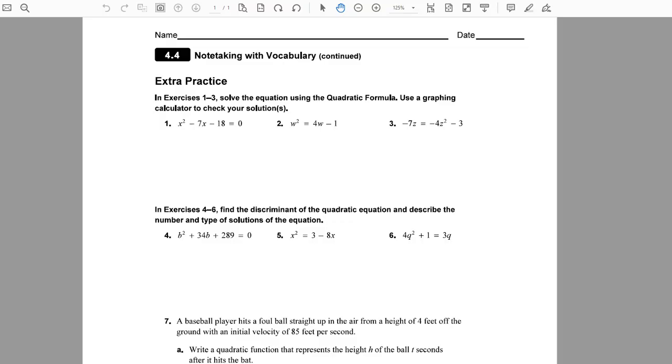Now that you have read the review article on using the discriminant on the reverse side of this paper, I want you to complete this extra practice. At the beginning, the first 3 problems say to solve using the quadratic formula, and then use a graphing calculator to check your solutions. So you should do that now.